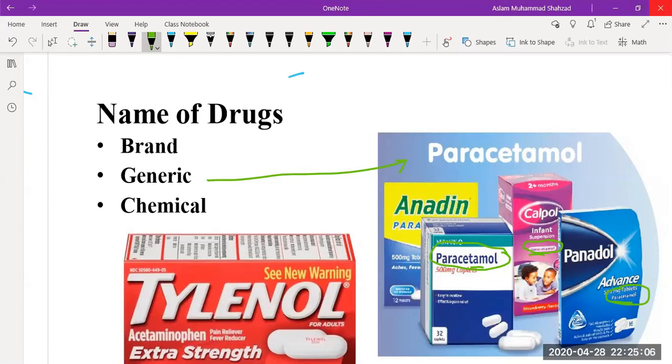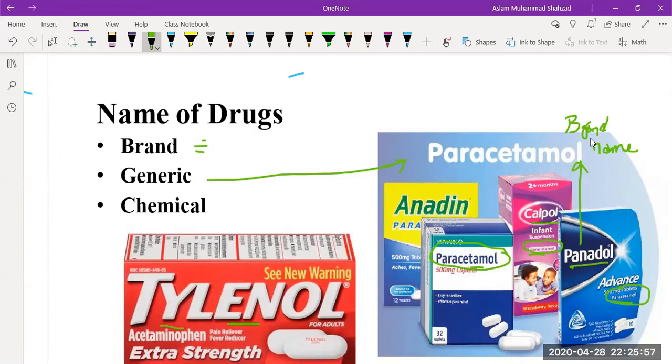And then when we talk about the brand name, the brand name will be different. It depends upon who is manufacturing, which company is manufacturing. So in this picture you can see this is another product of paracetamol, but it is marketed under the name Tylenol. Then in this product we have Calpol, it is also a brand name. Panadol is also known as a brand name. So the brand name will be different depending upon which company is manufacturing.